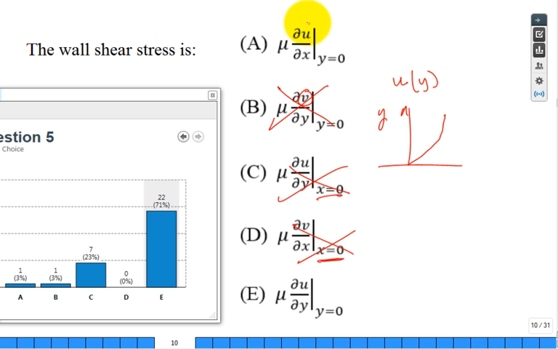So this is a du, there's a du dy. Now it's how does it change with respect to y? And this is how it changes with respect to x. No, here it is. How does u change with respect to y at the surface, y equal to 0? That's the best answer, E.